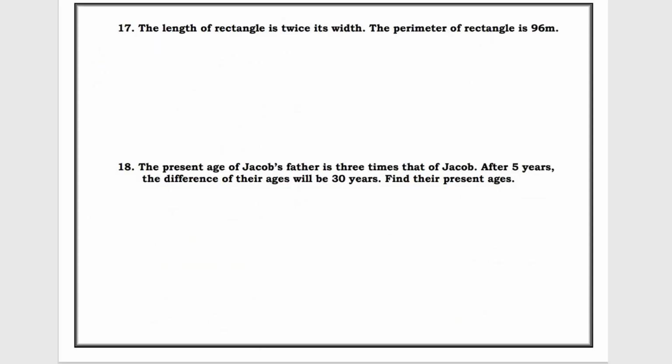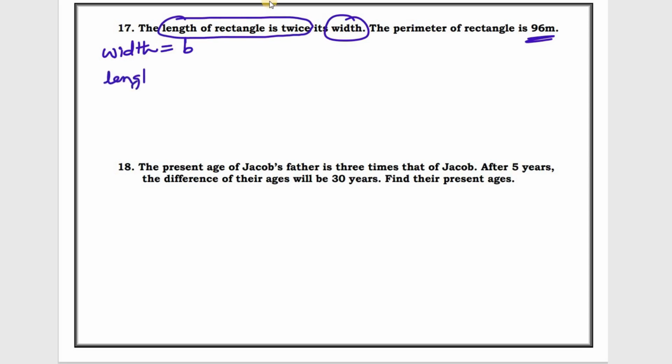Number 17. The length of a rectangle is twice its width. The perimeter is given as 96. So let me consider the width as the variable. I'm taking the width as b, and the length is twice its width, so the length will be 2 times the width, that is 2b. So here is a rectangle. The width is b, the length is 2b. What is the total perimeter given? 96.